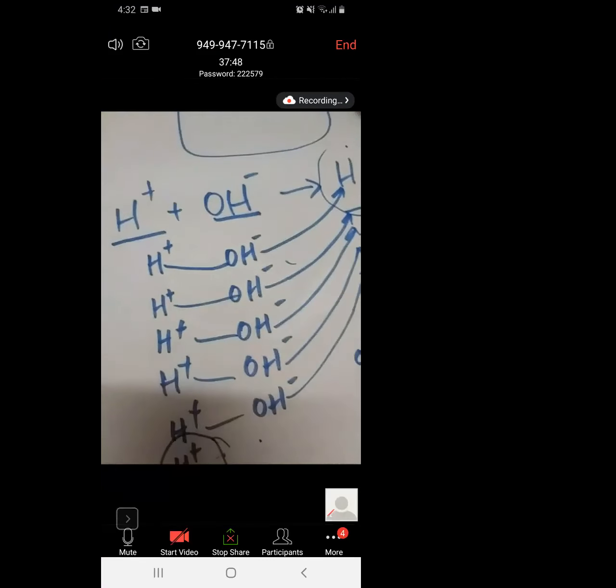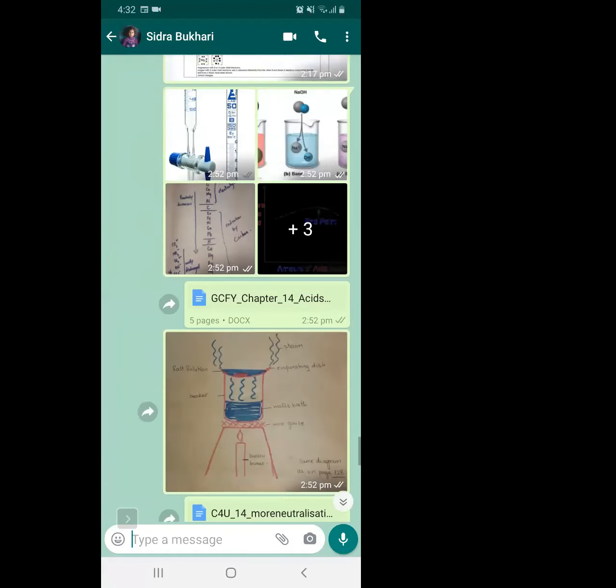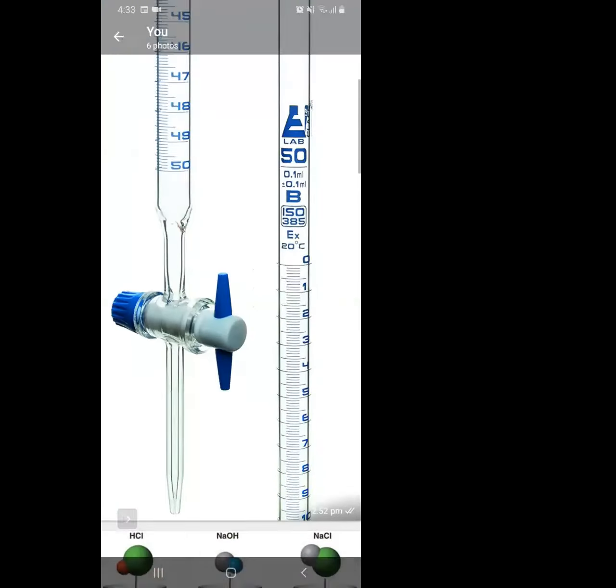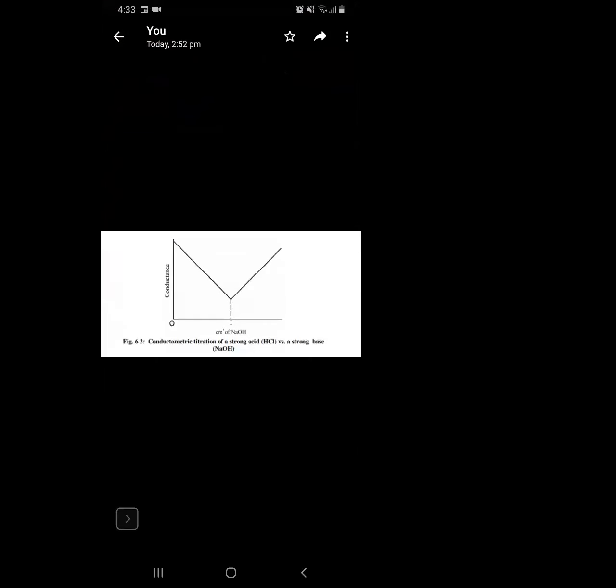The graph of conductivity against the volume of acid or the alkali here. This is what happens to the conductance or conductivity. Initially, the conductance will decrease because the hydrogen ions are reacting with the hydroxide ions, turning into covalent simple water molecules. But then the conductivity starts rising.